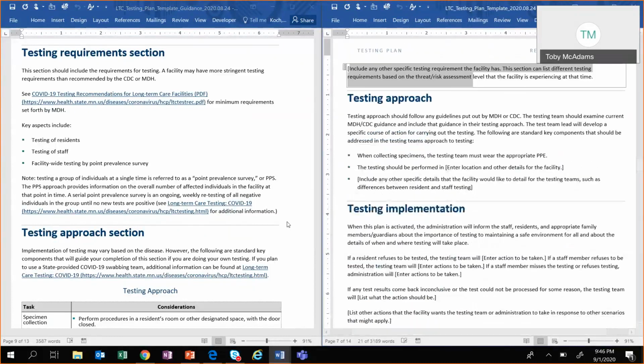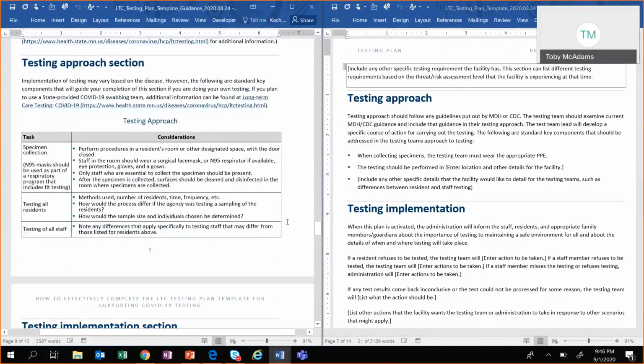Great. So we're going to move on to testing approach. Testing approach is all around how I am going to make sure that, once I've determined my model, I execute it. That's where the approach, the strategy, if you will, comes into play. On the left-hand side, we look at some ideas, some considerations. From a specimen collection standpoint, for instance, are you going to collect the specimens within the resident's room? Are you going to have everyone come to a centralized location?